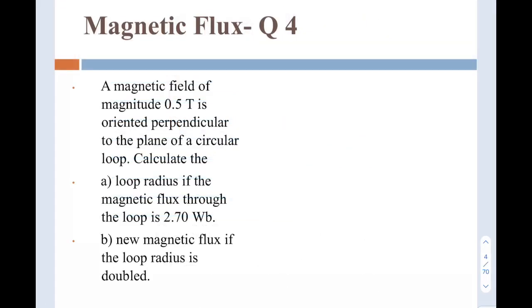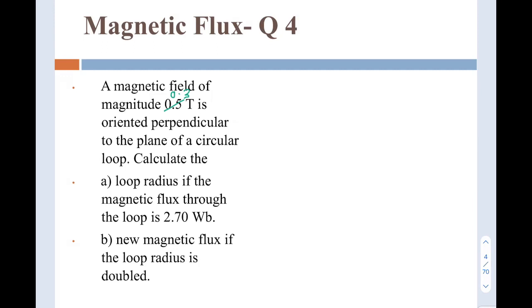For question number 4, this is taken from the ebook, which is from a previous ebook, so it's a bit changed compared to your textbook. This one is supposed to be 0.3 Tesla, according to your text. A magnetic field of magnitude 0.3 Tesla is oriented perpendicular to the plane of a circular loop. A: Calculate the loop radius if the magnetic flux through the loop is 2.7 Weber. B: Find the new magnetic flux if the loop radius is doubled.